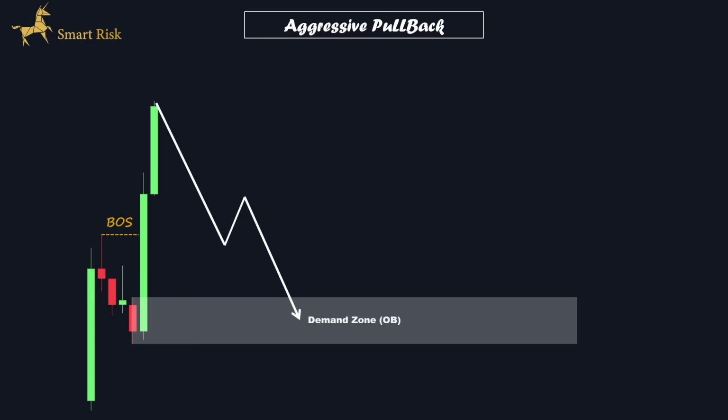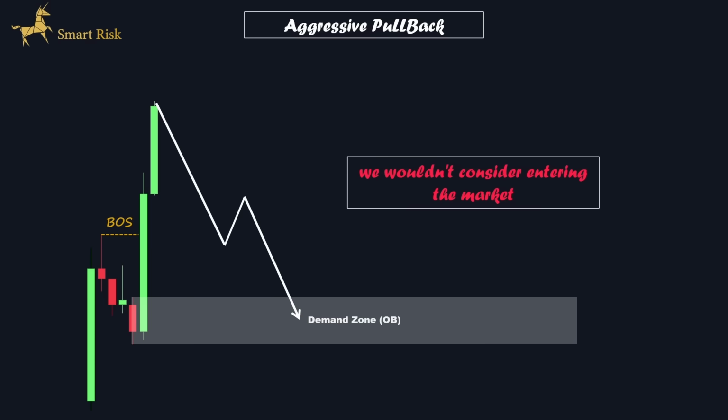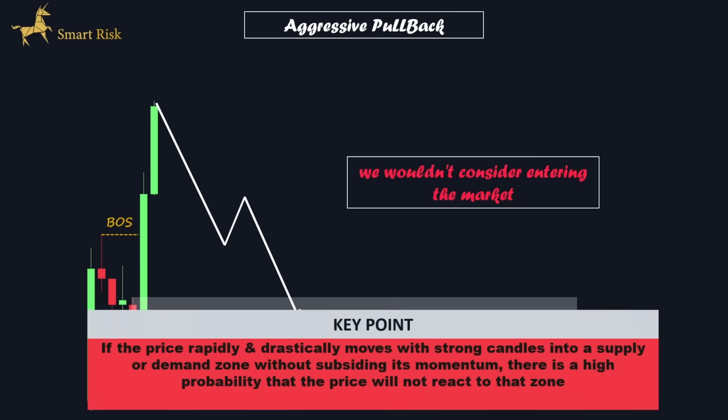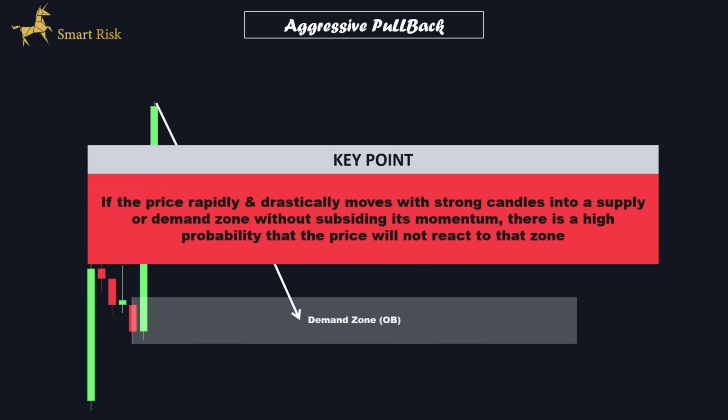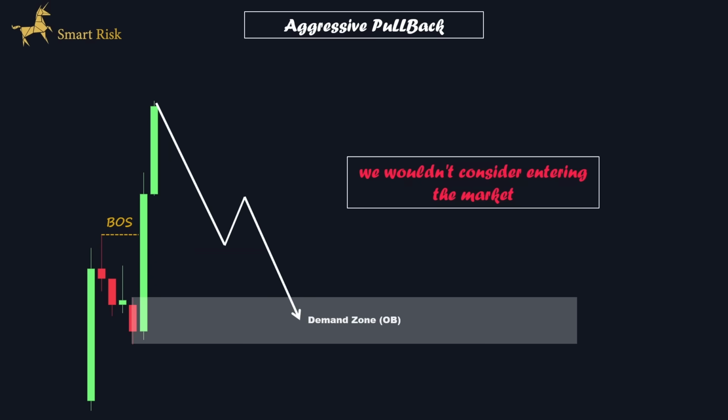In this scenario, we wouldn't consider entering the market by opening any position, even with the emergence of confirmation patterns like the change of character or flip patterns in the lower time frame. The rationale behind this is that if the price rapidly and drastically moves with strong candles into a supply or demand zone without subsiding its momentum, there is a high probability that the price will not react to that zone. Traders need to closely monitor price behavior in such cases and avoid entering the market in situations like this.